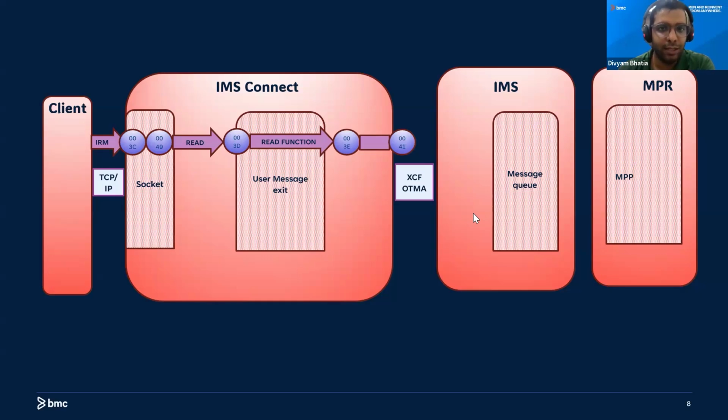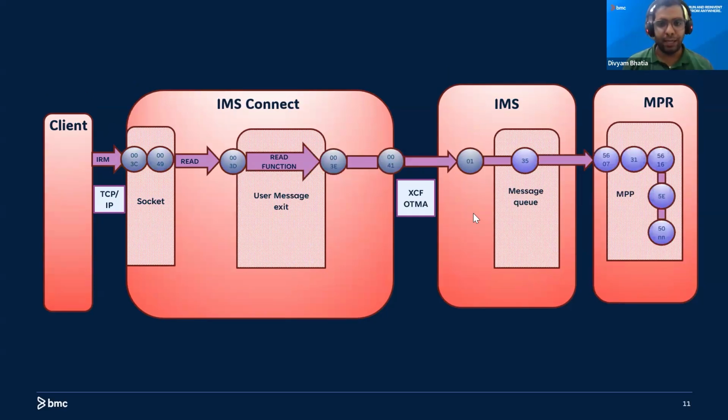After that, once the message enters IMS, we would not be discussing this in detail because of the time. Once this enters, it enters IMS through event ID 1. After that, it enters the message queue with event ID 35. Then it goes through the MPR. There are different event IDs here, 56, 07, 31. We will not be discussing this in detail. Our focus is, once it comes back to IMS Connect, how the messages are being processed.